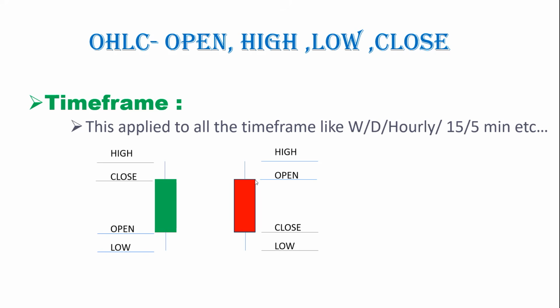Price opened here, that is at the top, at 50 rupees. Price opened at 50 rupees and went to a high of 60 rupees. And price went down to a low of about 20 rupees and closed here, at 30 rupees. Okay. So this is how the red candle is formed, because price opened high and closed low. That is how the red candle is formed.